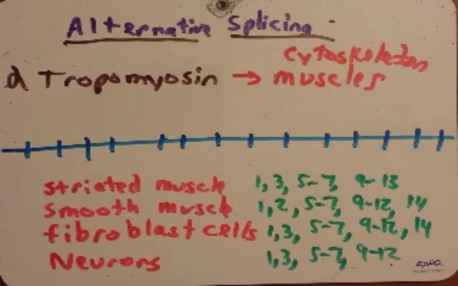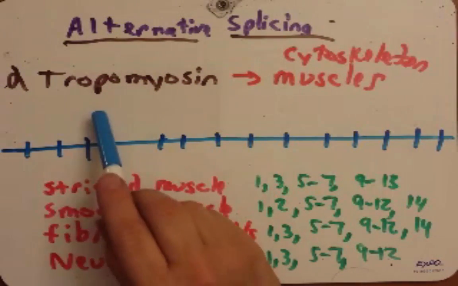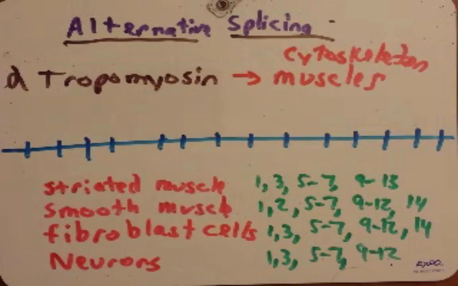The purpose of explaining this example isn't so that you can memorize all this. In fact, I don't want you to memorize what's specific about the tropomyosin gene in each of these cells. What I want you to know is that using this one gene with 14 exons, you can combine those exons in many different ways to make a slightly different product, in this case a slightly different tropomyosin protein that is specific to the needs of each of these individual cells.